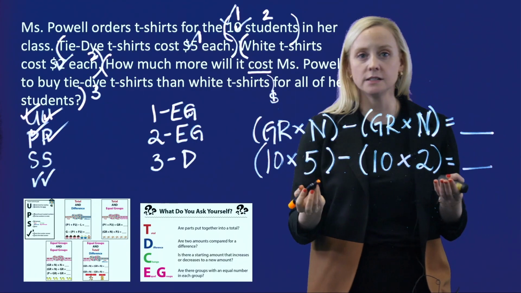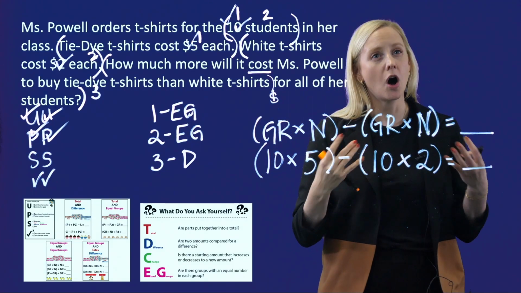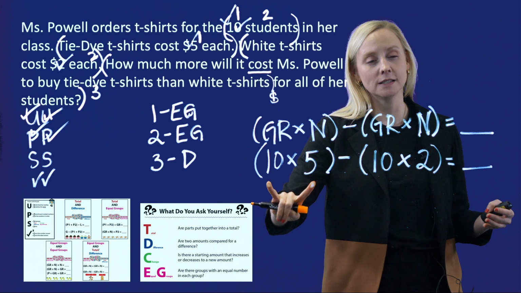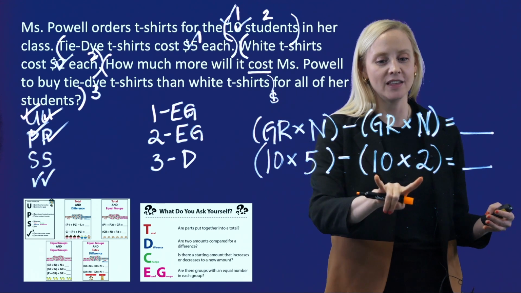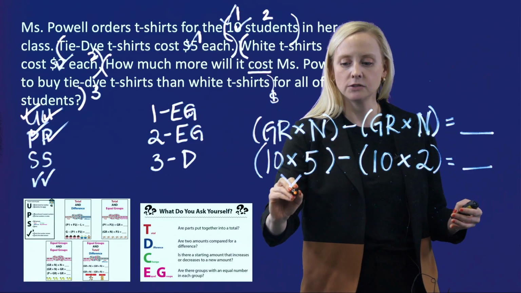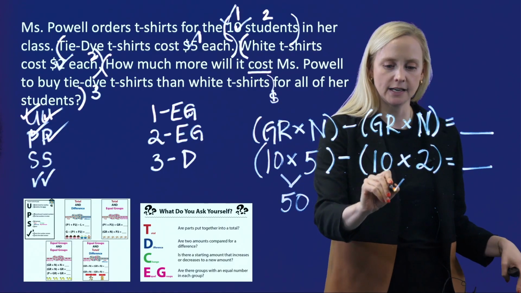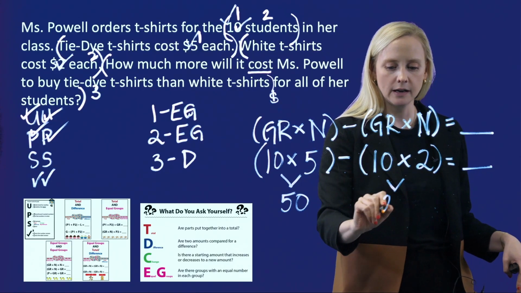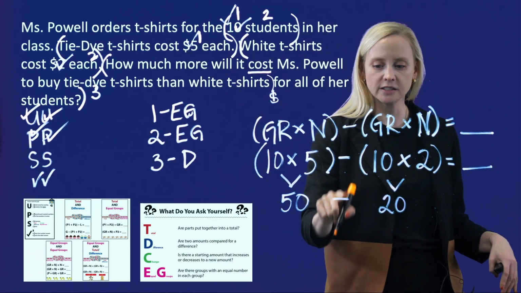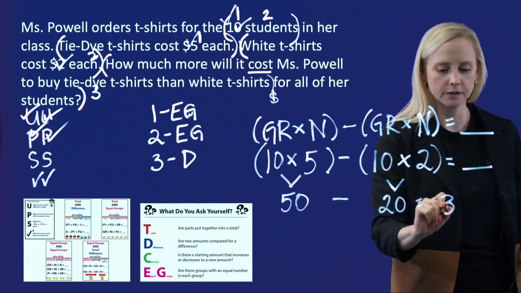And again, we're dealing with parentheses. Order of operations, parentheses come first. All I need to do is deal with what's in my first set and solve that, and then I will solve what's in my second set of parentheses and then subtract. I know 10 times 5 is 50. If your kiddos don't know, they can use that multiplication table. 10 times 2 I know is 20. Now I just need to bring down my minus sign. 50 minus 20 equals 30.